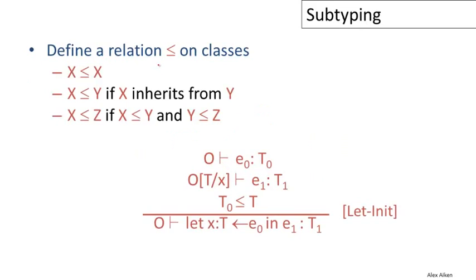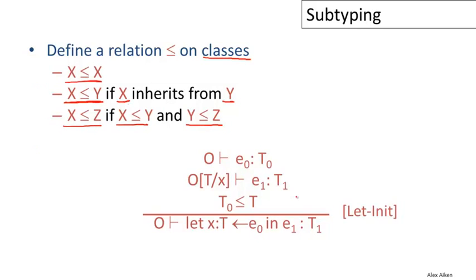So we can do better if we introduce the subtyping relation on classes. And the most obvious form of subtyping is that if X is a class and it inherits directly from Y, meaning there's a line in the code that says X inherits from Y, then X should be a subtype of Y. And furthermore, this relationship is transitive. So if X is a subtype of Y and Y is a subtype of Z, then X is a subtype of Z. And finally, as you might expect, it's also reflexive. So every class is a subtype of itself.